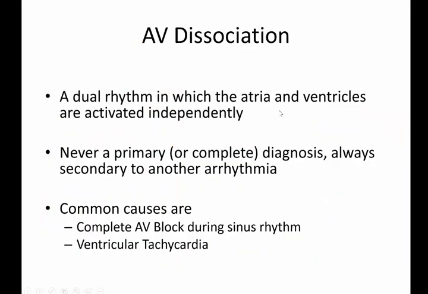With this understanding, let's understand what AV dissociation is. AV dissociation means that, as the name implies, the atria and ventricles are dissociated from each other. And so there is a dual rhythm in which the atria and ventricles are activated independently. Normally we have one pacemaker, but if there is AV dissociation, there will be two pacemakers, one controlling the atria and the other controlling the ventricles.